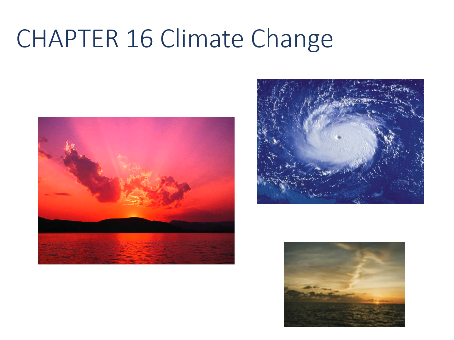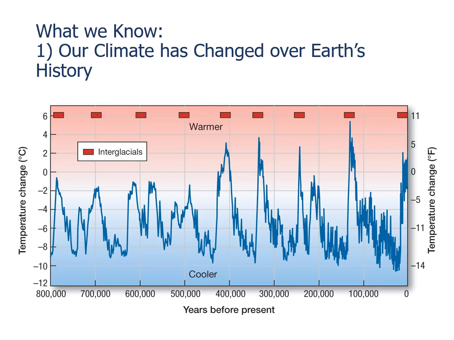Okay, chapter 16 focuses on climate change, what we know and how it impacts our oceans. So first, what we know: climate has changed over Earth's history. This is the past 800,000 years, and you can see that climate fluctuates. During the periods shown at the top with the red bar, those are interglacial periods. All the rest of the time are glacial periods, the ice ages.